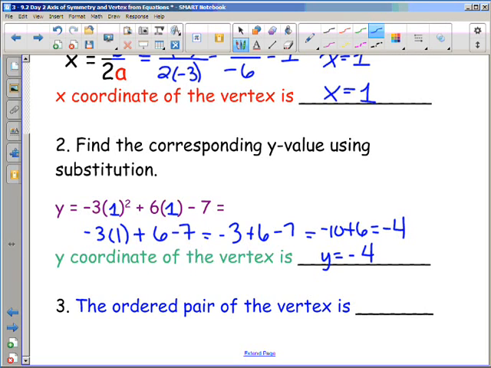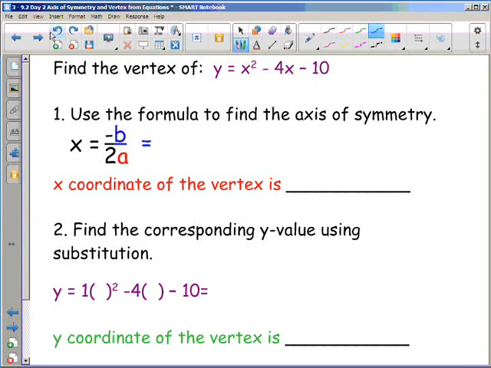The last step is to put those together into my vertex. So my final vertex is 1, negative 4. Okay, so we've added 2 steps now. Alright, so here's our second example. I want you to pause the video and try it on your own. So our equation is y equals x squared, subtract 4x, subtract 10.